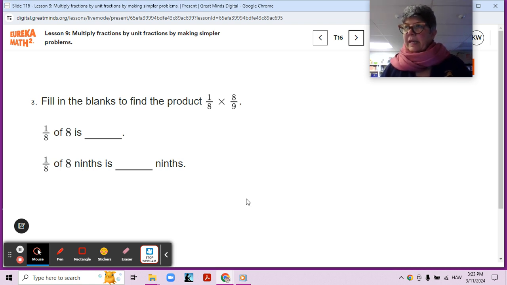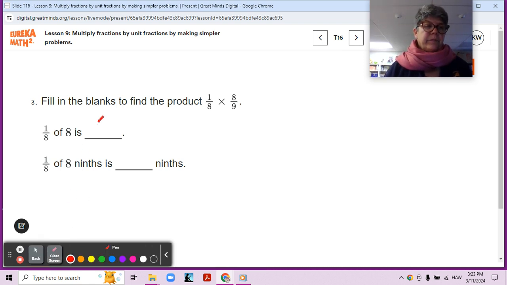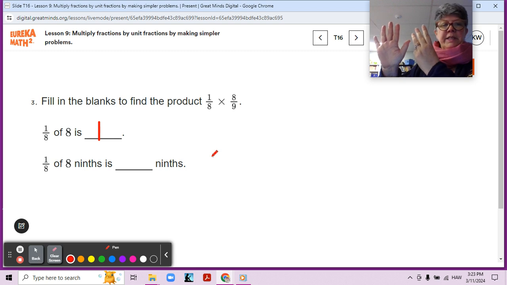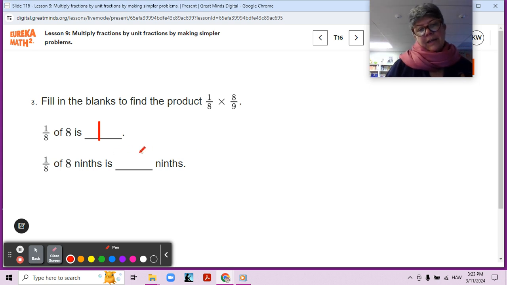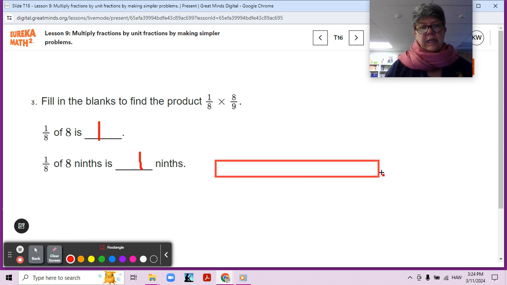1/8 of 8/9. So 1/8 of 8 is 1, right? Once again, I have 8 pizzas. Sorry, trying to show them to you there. There we go. There's my 8 pizzas. I'm going to give you 1/8 of my pizzas. 1/8 would be 1 pizza. So 1/8 of 8/9 is 1/9.